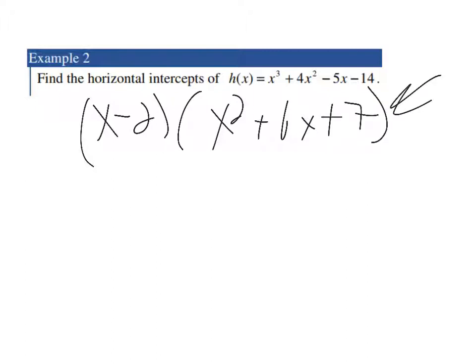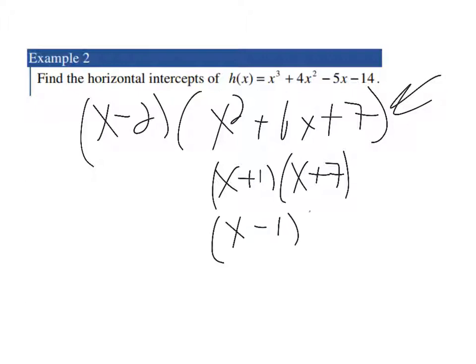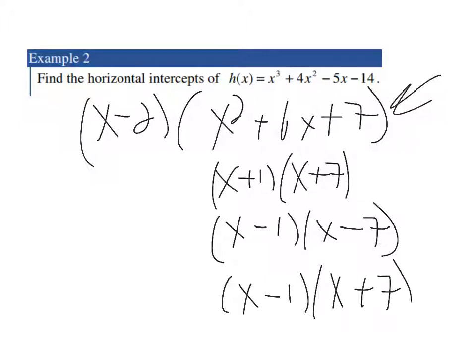And of course, the only factors of 7 are 1 and 7, and because these are both positive, it can't be x plus 1 and x plus 7, because that would be positive 8 in the middle if I FOIL that out. It can't be x minus 1 and x minus 7, because that would be negative 8 in the middle. It can't be x minus 1 times x plus 7, because that would be positive 6 in the middle, but when I FOIL that, that would give me negative 7 at the end, right? So it won't factor over the integers, as they say.